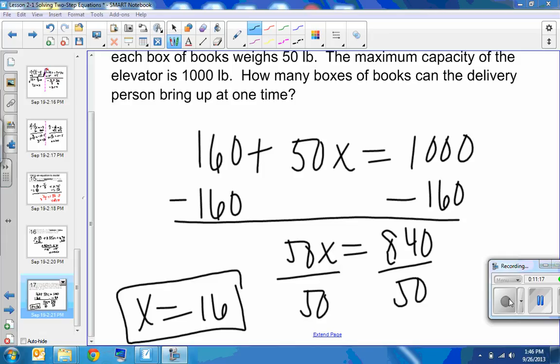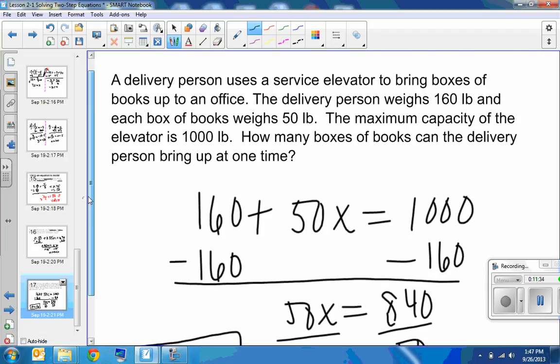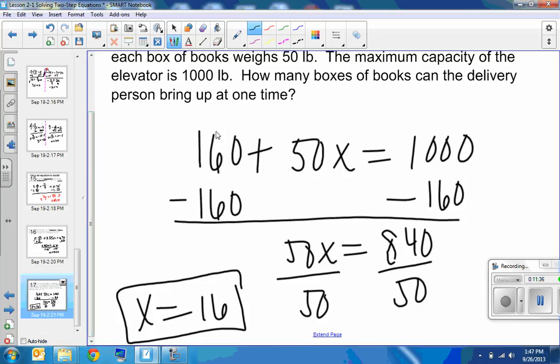So for this answer, you should have gotten 16. 160 pounds is what the person weighs. We're going to add that to 50 pounds per box. So we don't know how many boxes, and we know that it has to be a total of 1,000 or less. So then the opposite of adding positive 160 is subtracting. I bring down 50x equals 840. Opposite of multiplying is dividing, and you get 16.8. But we can't round up because we want full boxes. So we round down to 16.